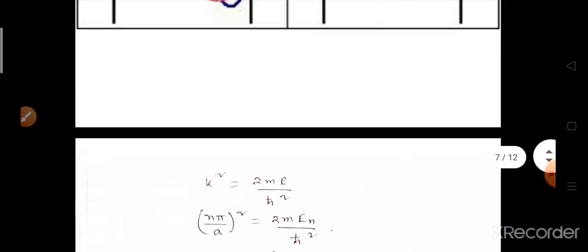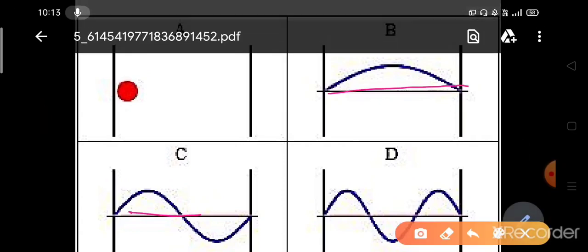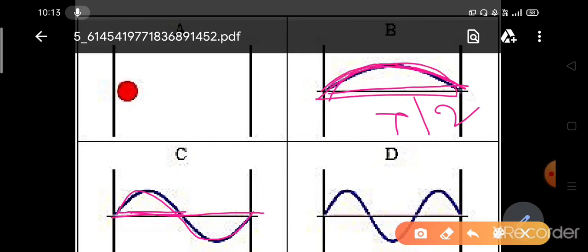Now how do you understand it physically? Look here, this is the n equals 1 level, and this is for n equals 2. Here, if you think this is the wavelength lambda by 2, then this here is the wavelength lambda. So you can understand that the frequency here is much greater than the frequency there.